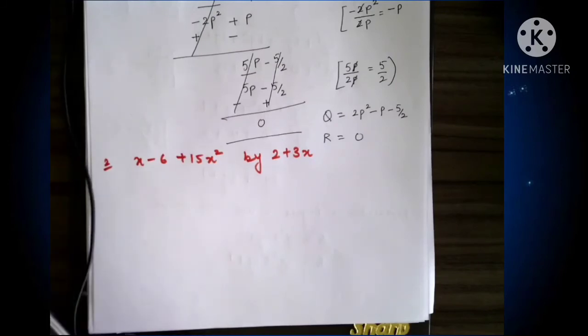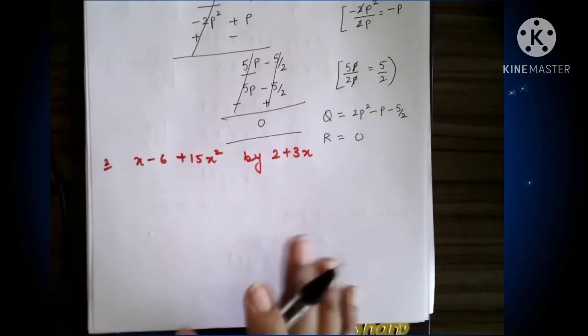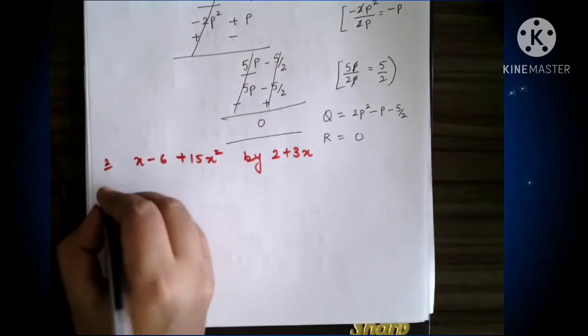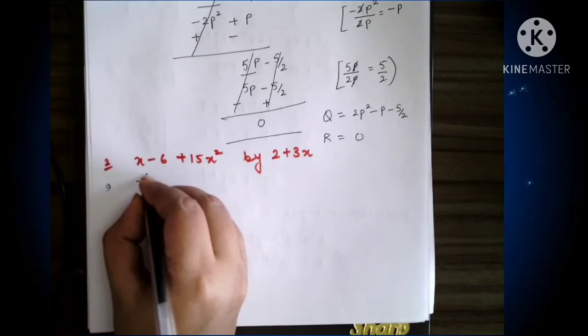Very first, we have to check the standard form. Dividend and divisor both. We wrote it in standard form. First of all, it becomes your x square, 15x square.